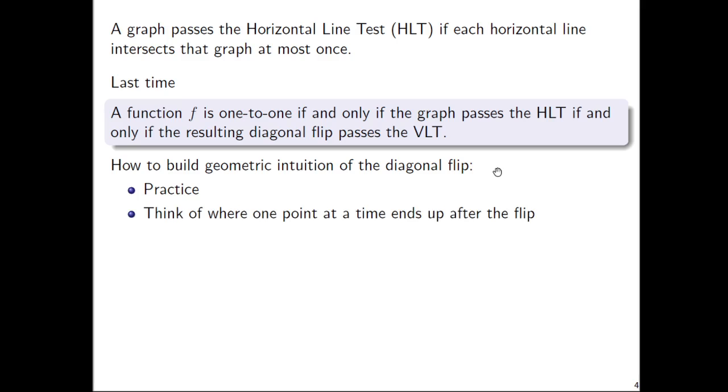To be a little more practical with how to practice, think of what happens to one point. Think of where one point ends up after the flip. If you can pay attention to what happens one point at a time, this is a slow process, but it's the only workable process. Think about what happens to one point at a time, then you can see what happens to an entire graph. And use the little mini flashcards, draw on those to help.